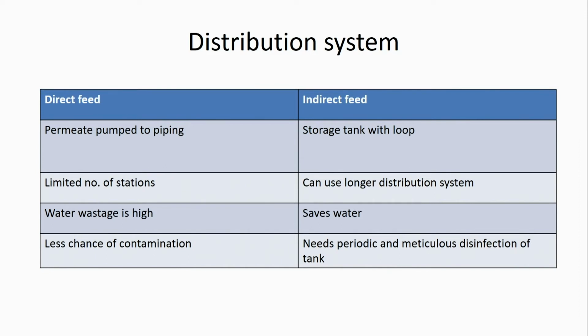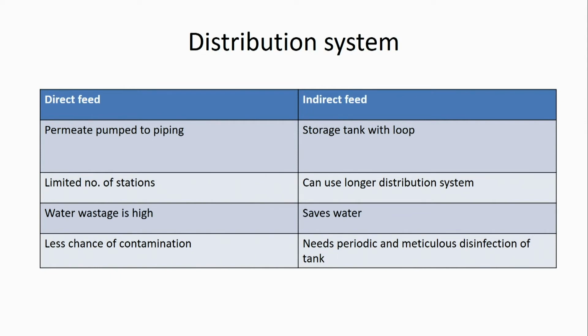While in the indirect system, the water first goes to the storage tank, and then from the storage tank it is supplied to all the stations and then comes back to the storage tank. This is called a loop, as I showed you in the previous picture. So direct feed can supply a limited number of stations, and it has to maintain that pressure across the length of piping. But indirect feed, as it uses a separate pump, can be used for a longer distribution system.